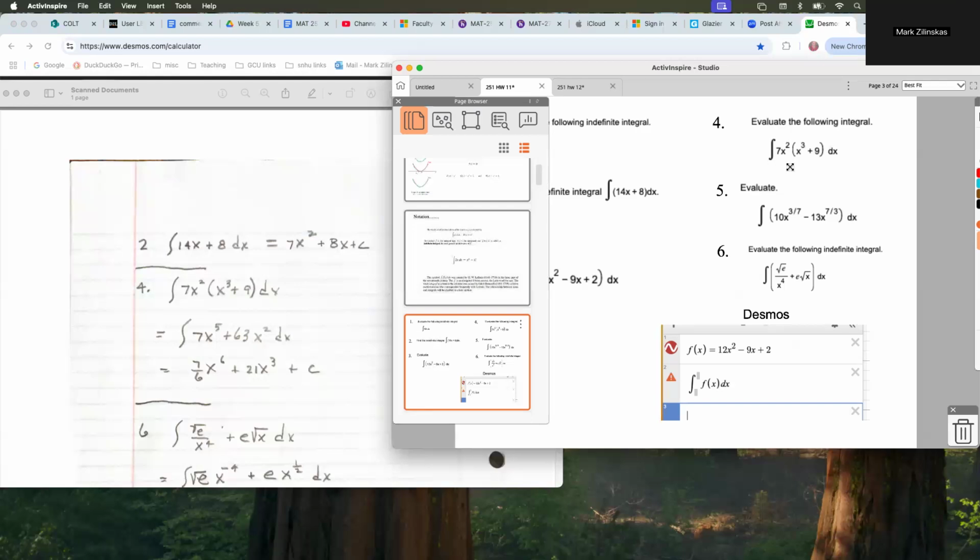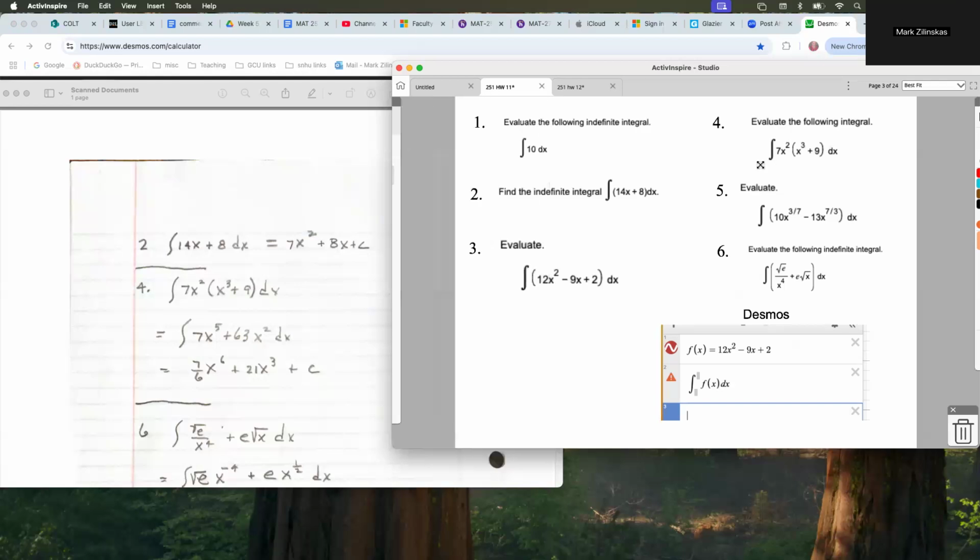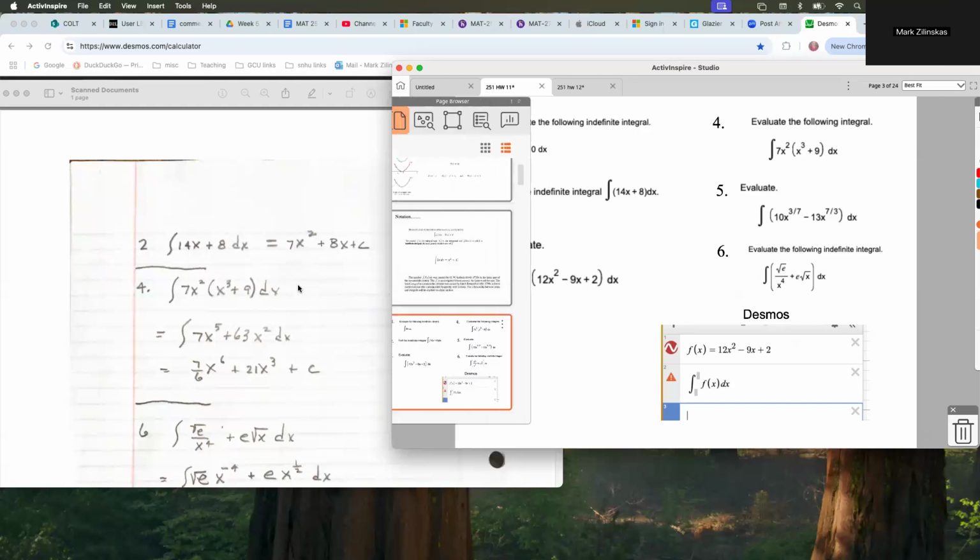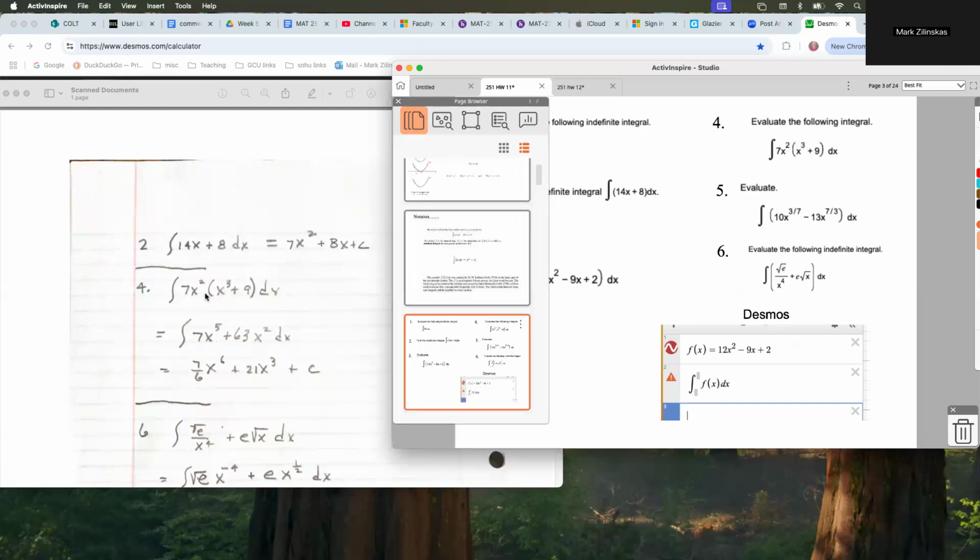As far as number 4 is concerned, sometimes you have to do a little extra here to evaluate these, because now we have a product. So what I did was I came over here and simplified the integrand first, which is this inner function, by distributing the 7x squared through that quantity. So I end up with 7x to the 5th plus 63x squared. Now I just start that like I normally would.